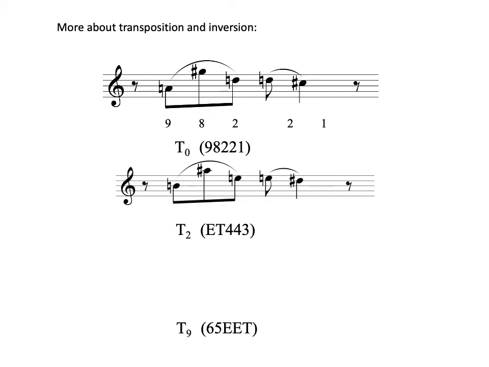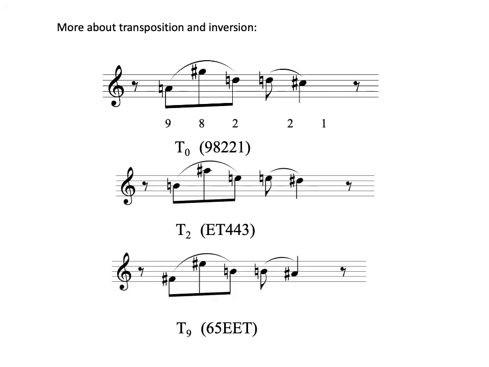Likewise, if we want to transpose it up 9 half steps, then we add 9 to everything. So 9 plus 9 is 18, or 6 in mod 12. 8 plus 9 is 17, or 5. 2 plus 9 is 11, and 1 plus 9 is 10. So the T9 version is going to be those numbers. 6 is F sharp, 5 is E sharp or F natural, 11 is B, and 10 is B flat or A sharp. So far fairly easy.